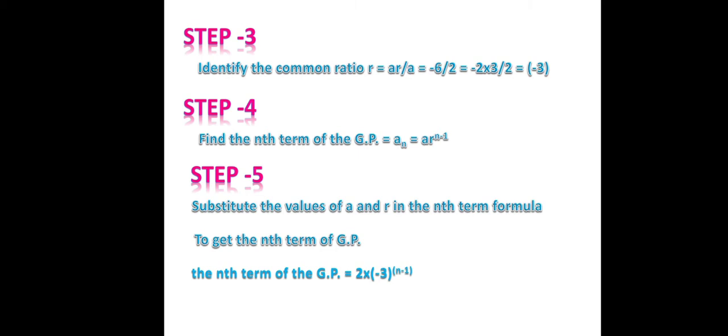In the next step, that is the fifth step, substitute the values of A and r in the nth term formula to get the nth term of the GP. So the nth term of the GP will be 2 into minus 3 whole to the power of n minus 1 and the first term is 2.